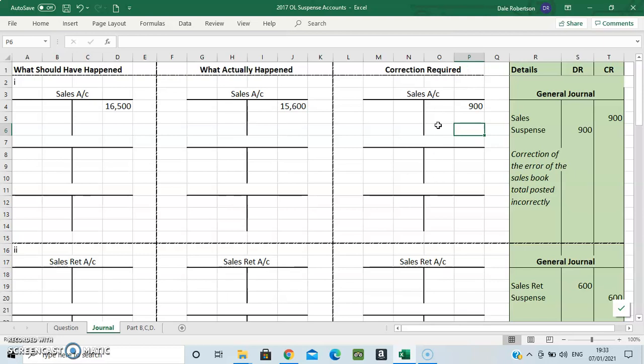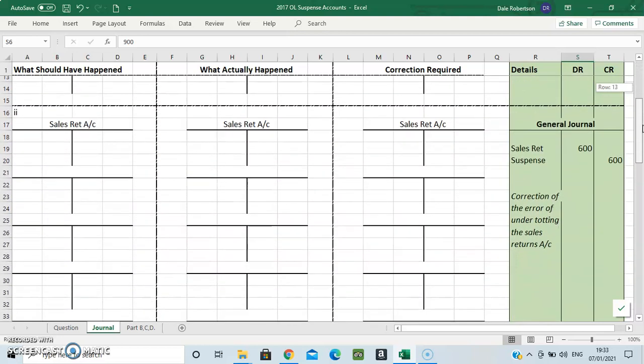This column here is the figure which goes in the general journal. So you go to the general journal and you say 900 on the credit side. You have nothing to bounce that off, so you must write in a suspense of 900 on the debit side. And that is a correction of the error of the sales book total posted incorrectly. That's how you get that 900 suspense there.